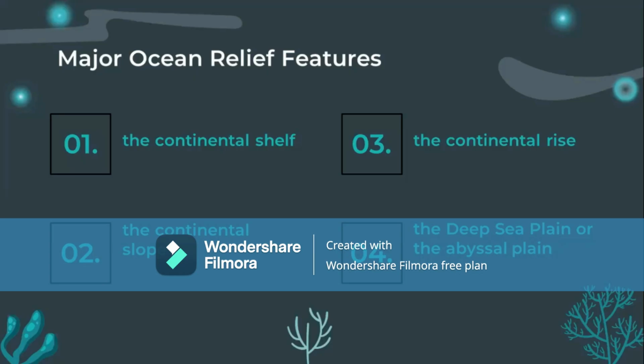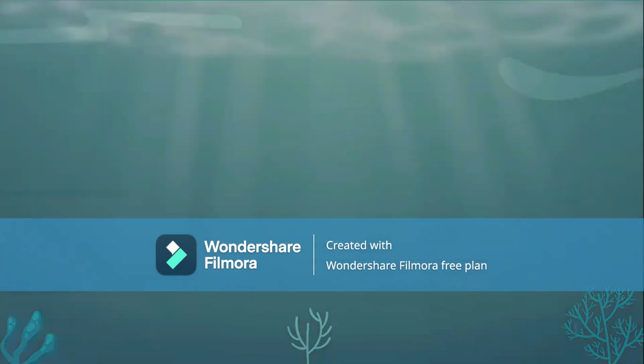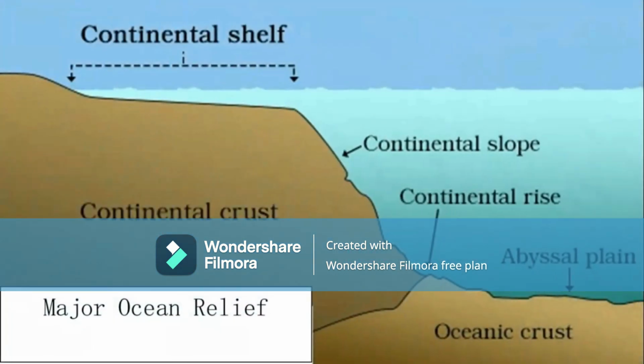The various ocean features can be divided into major and minor ocean features. In the major ocean relief features, these are the various ocean features: the continental shelf, then comes the continental slope, then comes the continental rise, the deep sea plain or the abyssal plains. Now let us see about each of these. First of all, let us see about the continental shelf.